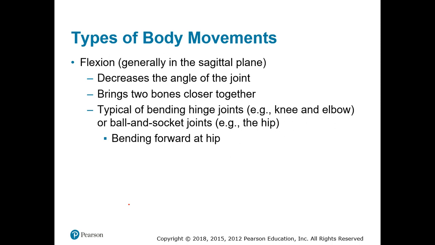The whole definition of this body movement is that it decreases the angle of a joint. So if you think about it, when you flex your arm, you're decreasing the angle of basically your elbow. Another way to define this is it brings 2 bones closer together. This happens a lot with hinge joints, so bending your knee back or your elbow. And it can also happen at ball and socket joints. So for example, if you bend over, you are basically bringing the upper half of your body closer to the lower half of your body. So, bending forward at the hip.